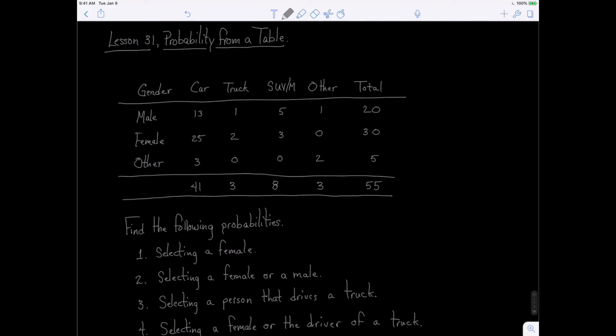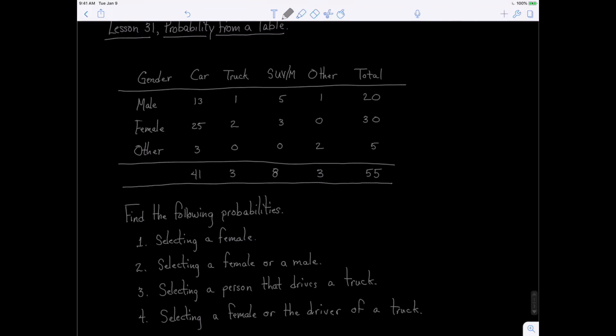Now, I have gone ahead and taken the liberty to put the table in here for us already. This is a table we saw earlier on in the semester, where we had our survey of students by gender, male, female, or other, and the mode of transportation that they used: car, truck, SUV or minivan, other, and then we have a total. What we're going to do today is find probabilities from the table.